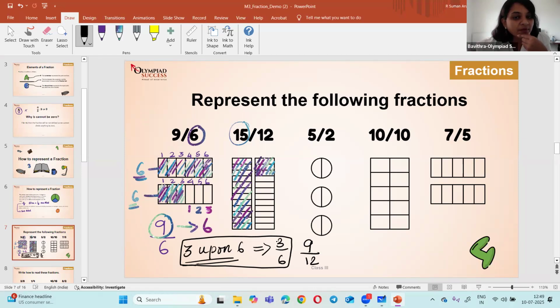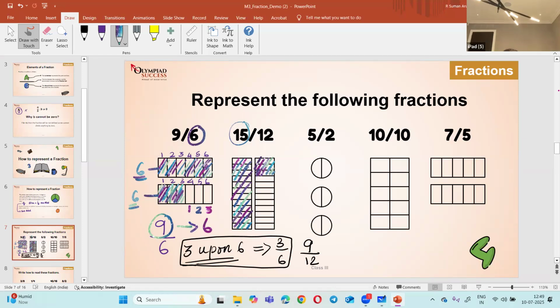Jaivir, tell me 5 by 2. So how do we represent it here? How do we shade the parts here? How many parts do we shade in this first image, Jaivir? We need to shade 5 parts. So how many parts do I shade here? 5. How do I do it?